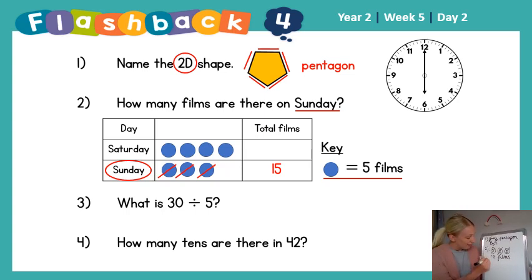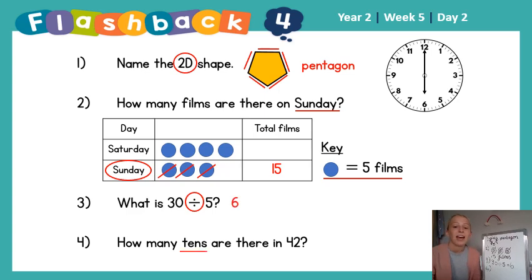Okay, question number 3. We have 30 divided by 5. So we need to see how many 5s go into 30. So count in 5s and see how many fingers it takes to get to 30. Super! 5, 10, 15, 20, 25, 30. So our answer is 30 divided by 5 equals 6. Brilliant.